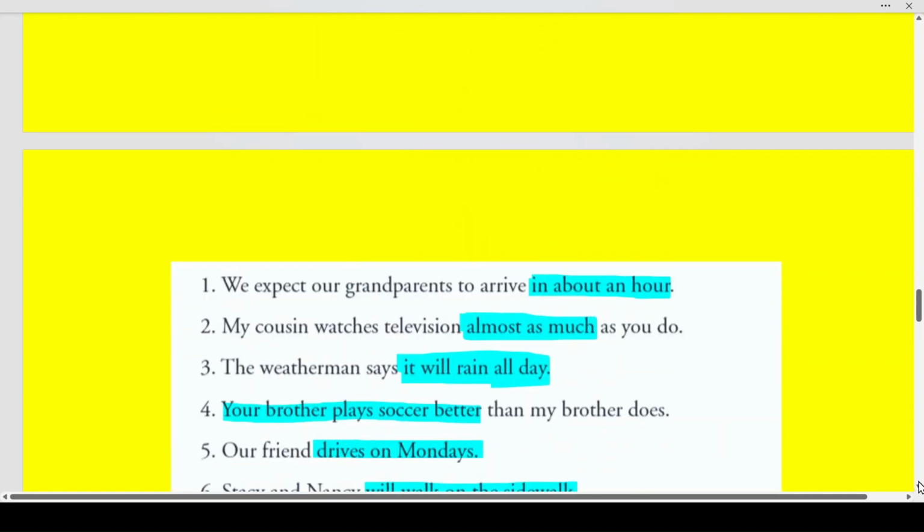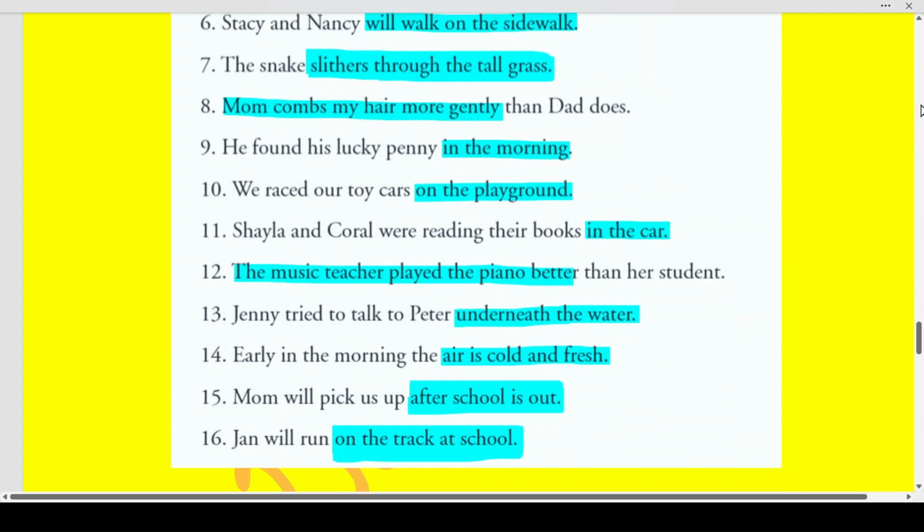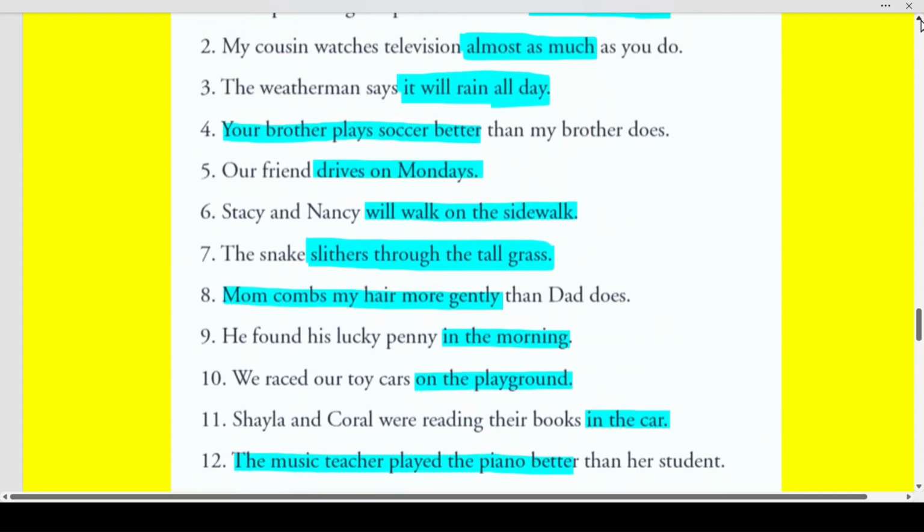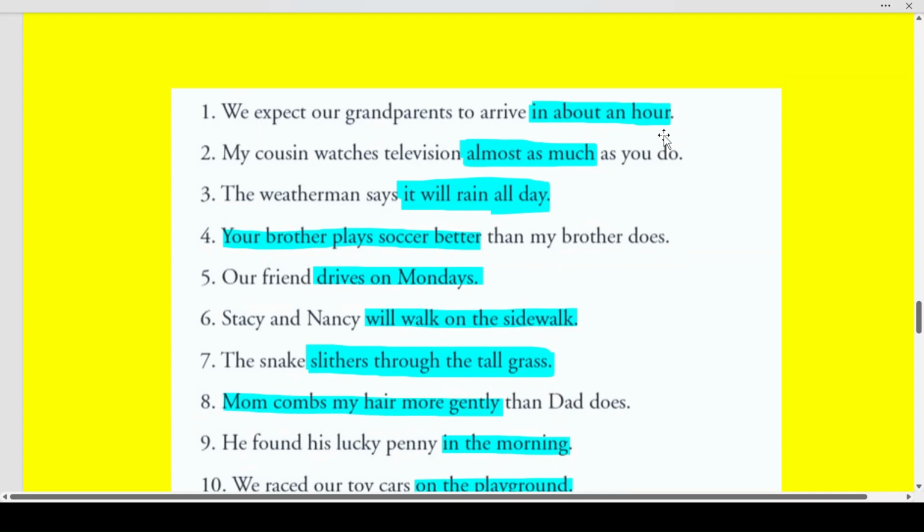Now let us do a worksheet. We expect our grandparents to arrive in about an hour. This is answering the question when. When do we expect our grandparents to arrive? In about an hour. See, students, the sentence which is given to you is just without the highlighted portion in blue. I have identified the adverbial phrases, which have been highlighted in blue. This is your work to do. You first try to attempt it on your own and then see the answers. We expect our grandparents to arrive in about an hour. What is this answering? When do we expect our grandparents to arrive?